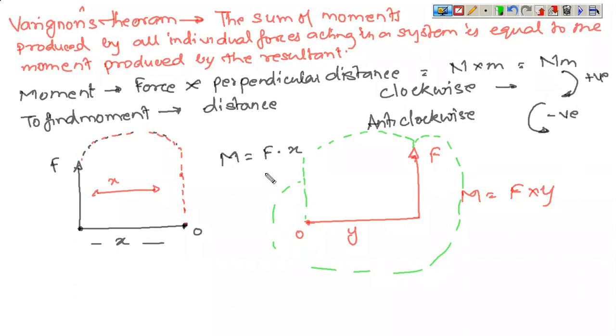This is the longest path. This is the shortest possible path. So the movement along the shortest possible distance is in the anti-clockwise direction. So this is minus F into y. Anti-clockwise moments are shown by a negative sign. Clockwise moments are shown by a positive sign.